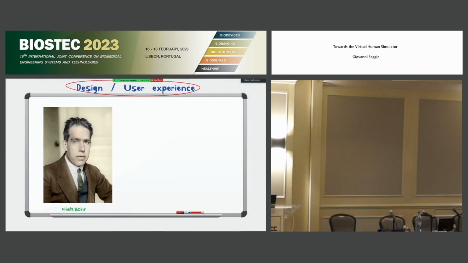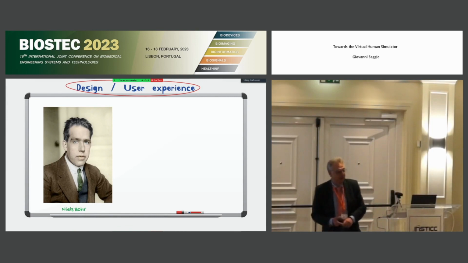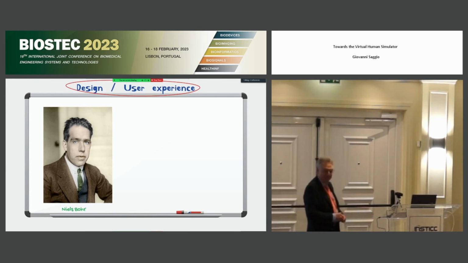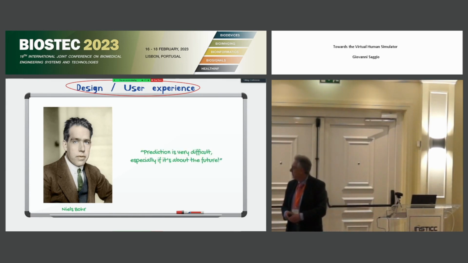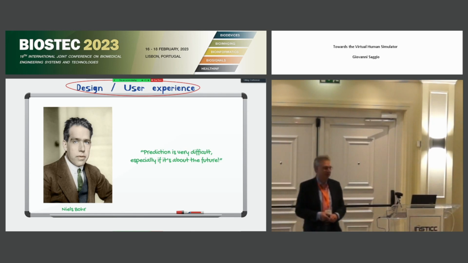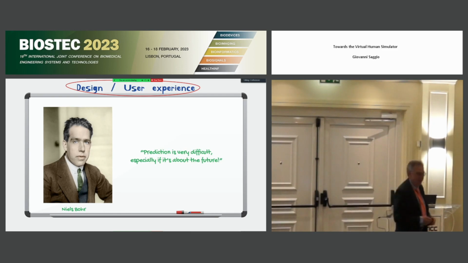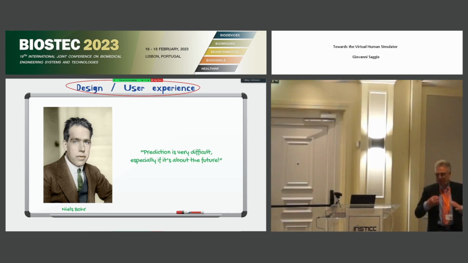I think you know this man very well, Niels Bohr, and he used to say, prediction is very difficult, especially if it is about the future. He said that, so we must believe it. Of course, the prediction of the past is much easier, undoubtedly. But in any case, we are trying to predict the future.